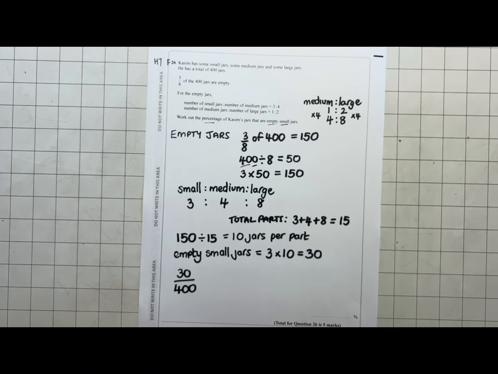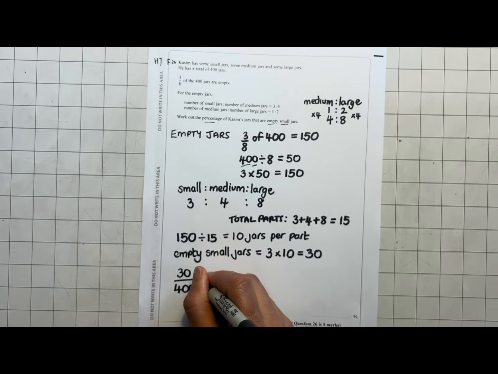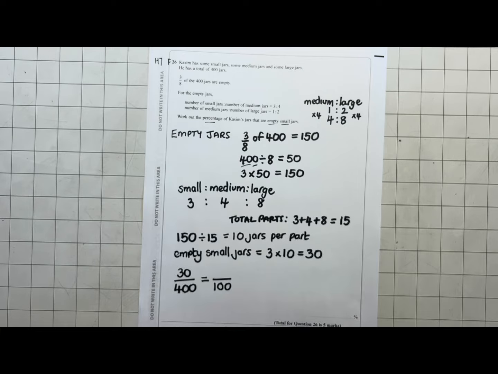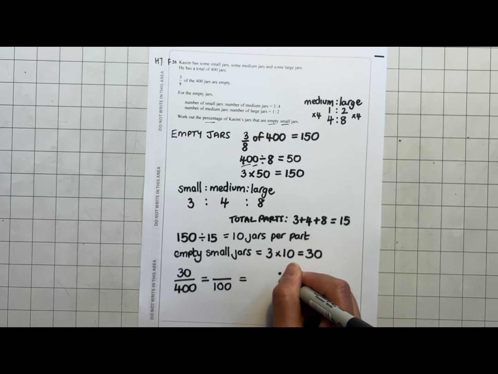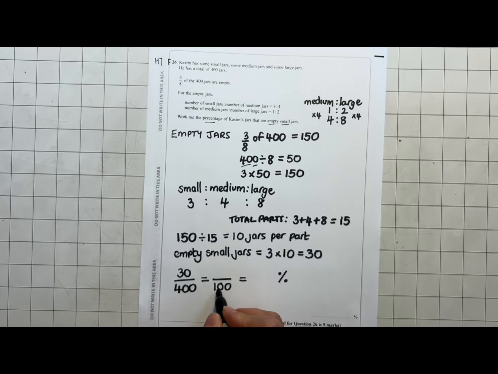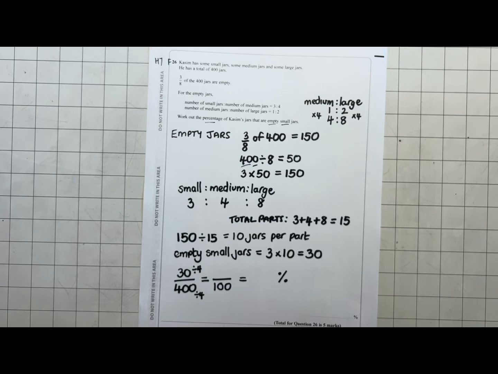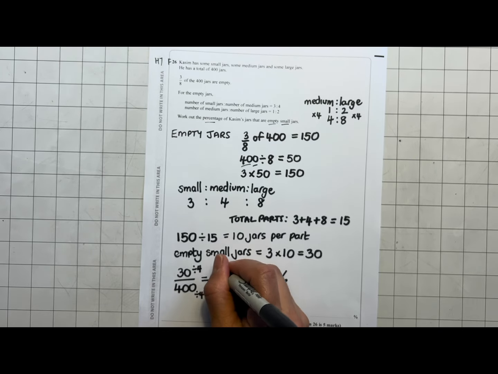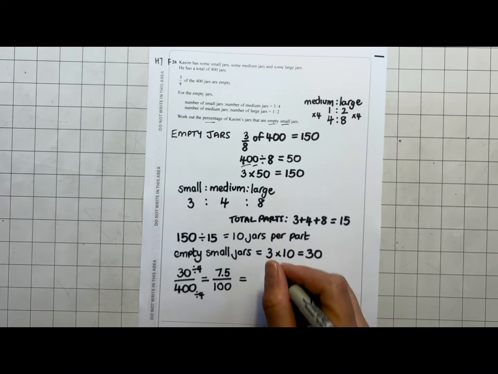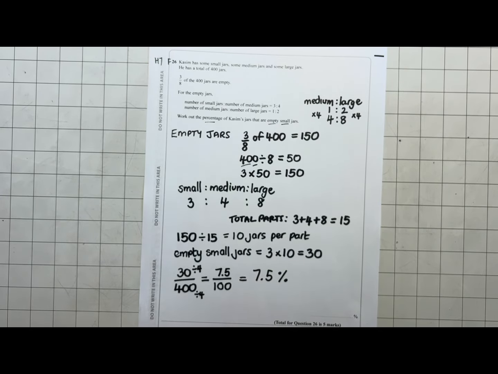And this gives us the proportion of how many empty small jars there are. We can then find the equivalent fraction that is out of 100, because this will help us turn it into a percentage. To get from 400 to 100, we have to divide by 4. So if we divide the bottom number by 4, we divide the top number by 4. And 30 divided by 4, we can half 30, which is 15, and then half it again, which would give us 7.5. And so our answer would be 7.5%.